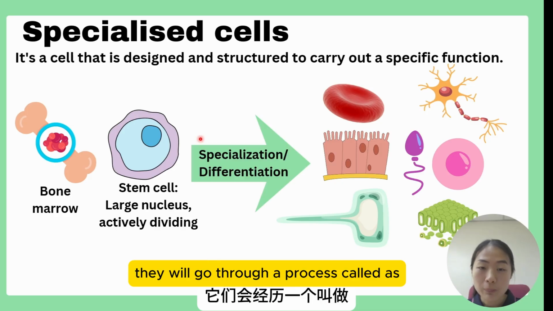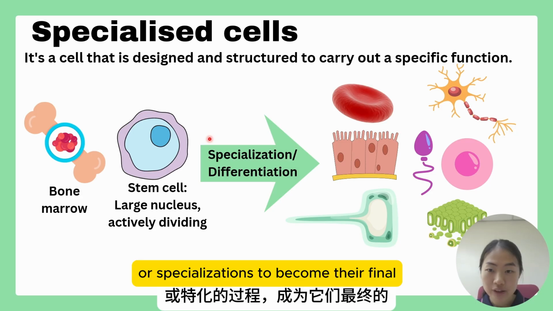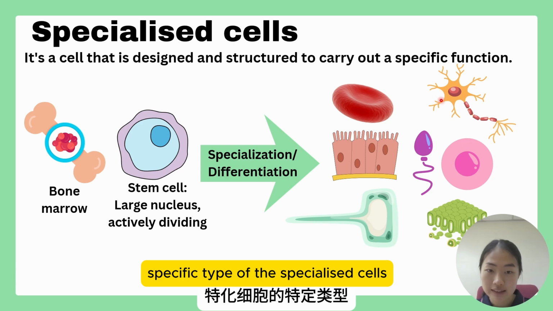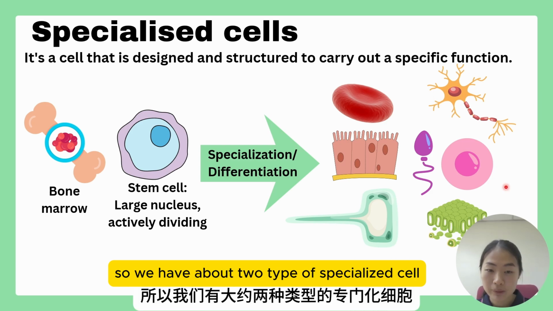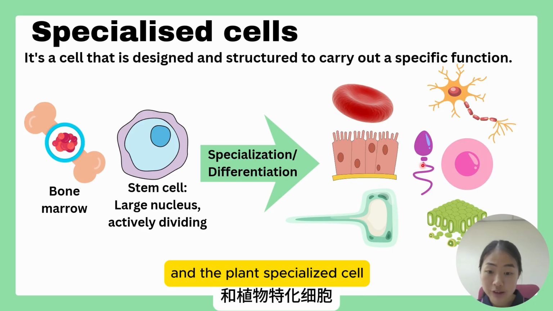They will go through a process called differentiation or specialization to become their final specific type of special cell. So we have about two types of special cell, which are the animal special cells and the plant special cells.